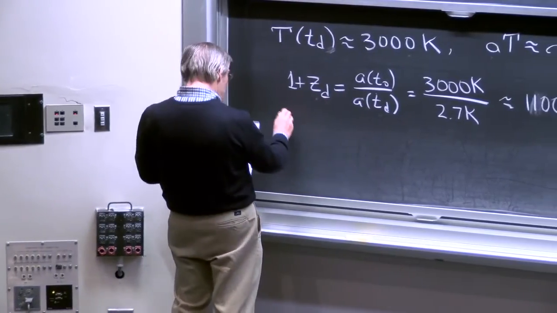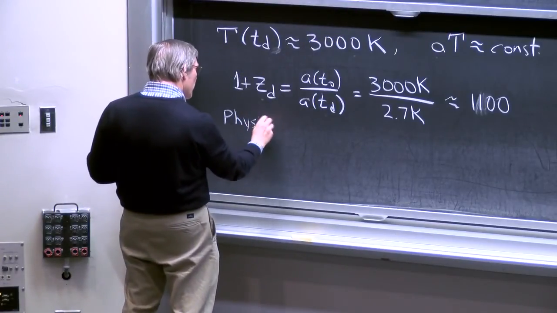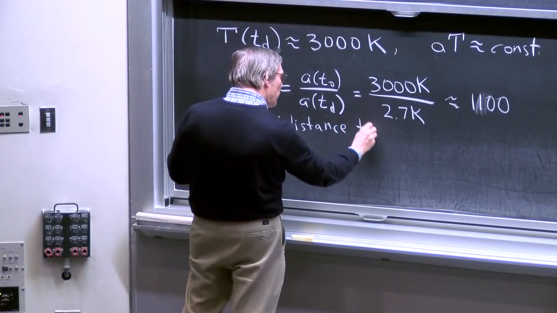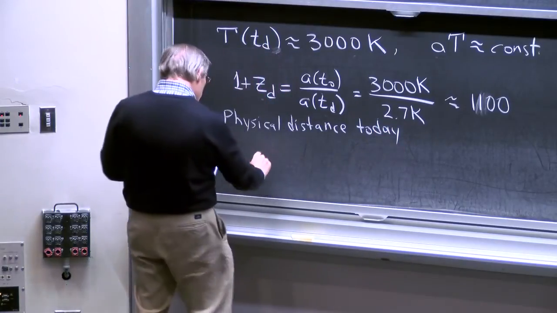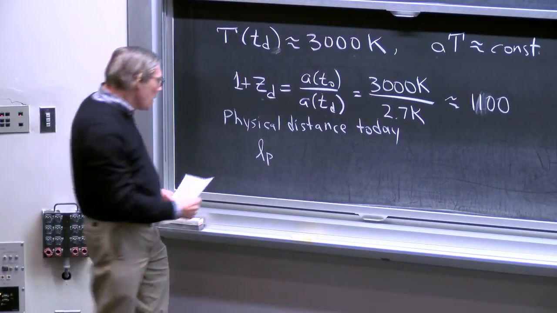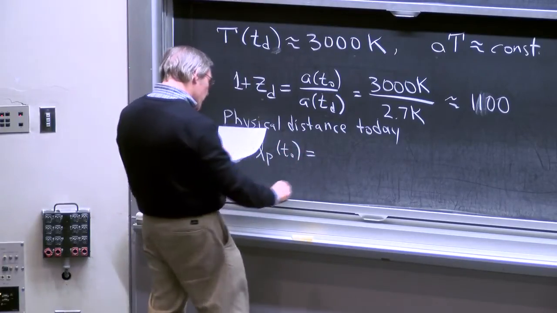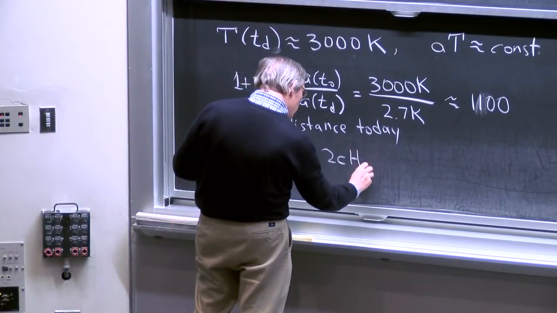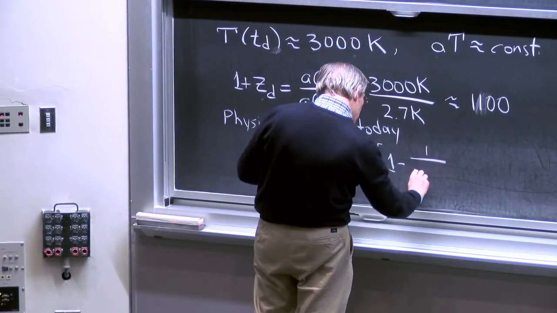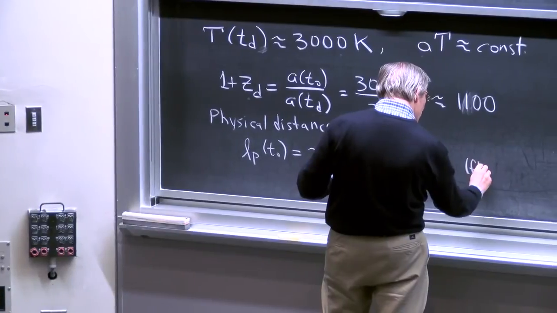Okay, from the z, we can calculate the physical distance today of these two locations, because this calculation we already did. I'm going to call L sub p the physical distance between us and the source of this radiation. And its value today, I'm starting with this formula simply because we already derived it on a homework set. It's 2c h naught inverse times 1 minus 1 over the square root of 1 plus z. And this calculation was done for a flat, matter-dominated universe.